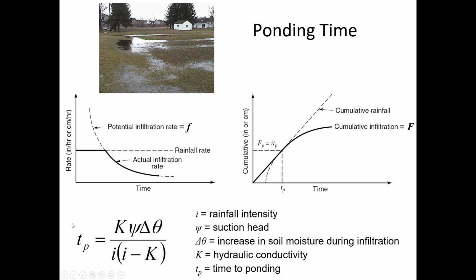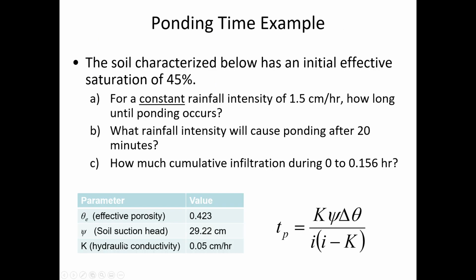So here's the formula that we can use to calculate the time to ponding. And if you look at the parameters in the numerator, we've got the hydraulic conductivity, the suction head, delta theta, and then down below is the rainfall characteristics. The rainfall intensity is being taken into account.